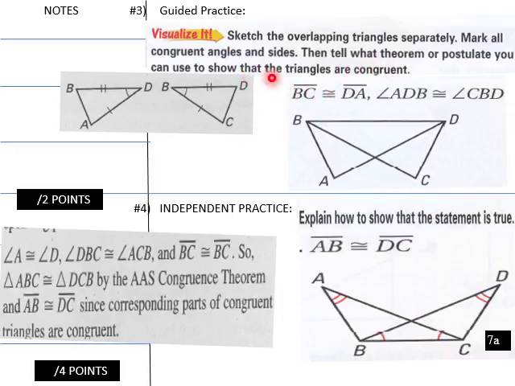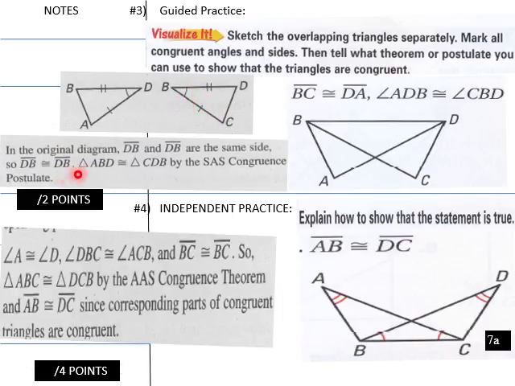Then tell what postulate we use to show that the triangles are congruent. We have BC and DA are congruent. So BC and DA here are congruent. And angle ADB is congruent to this angle CBD. So in the original diagram, line DB and line DB are the same. So they share this, and they share two angles, do they not? Well, they share more than that.